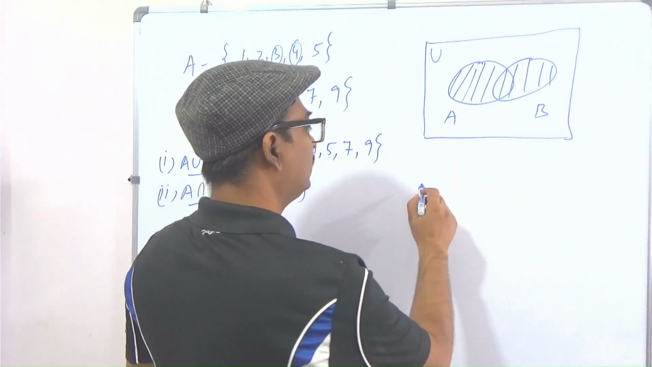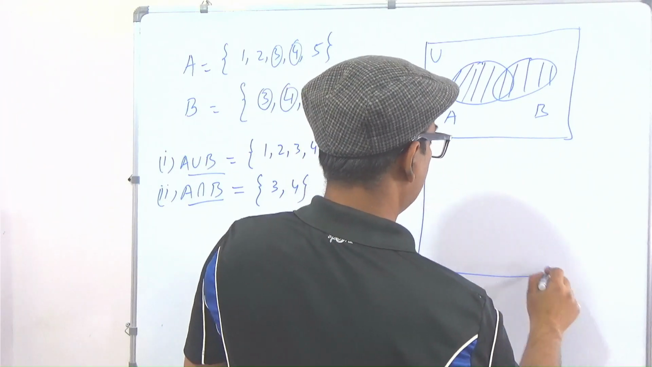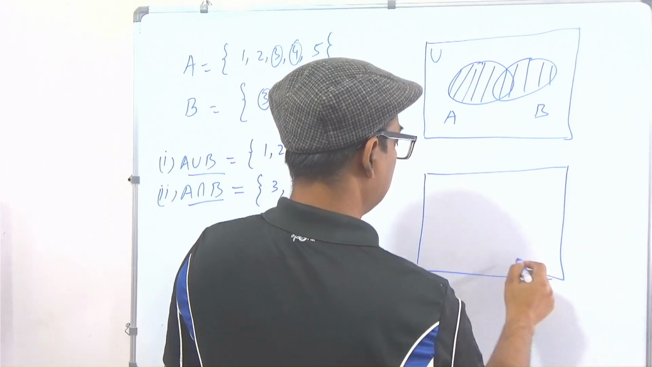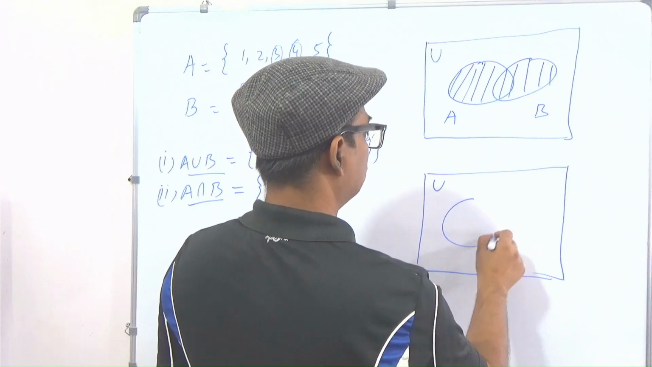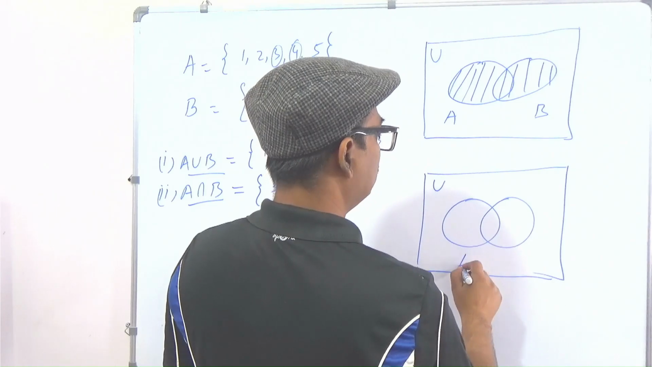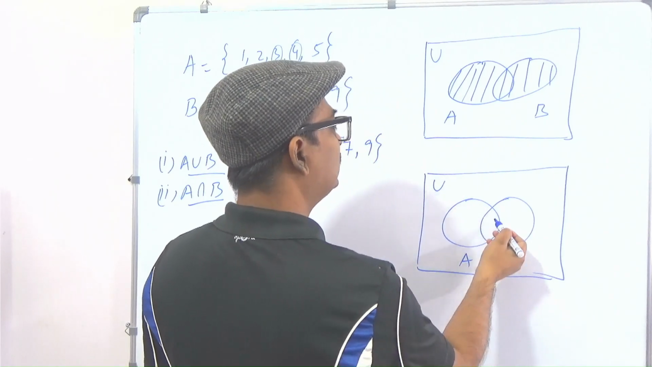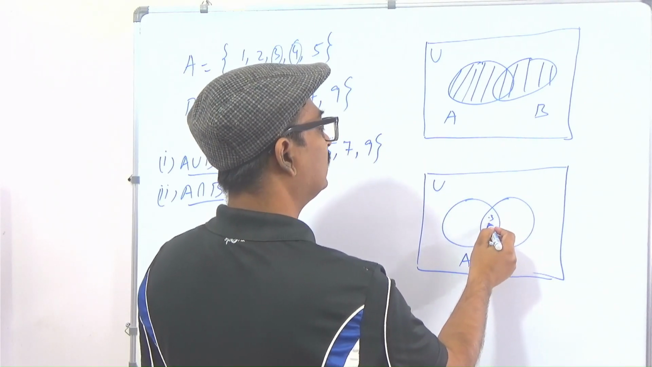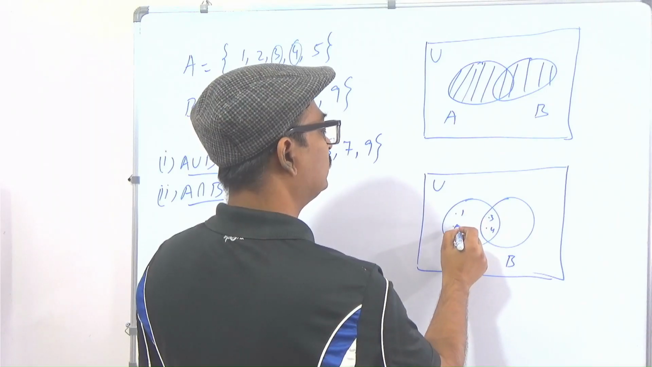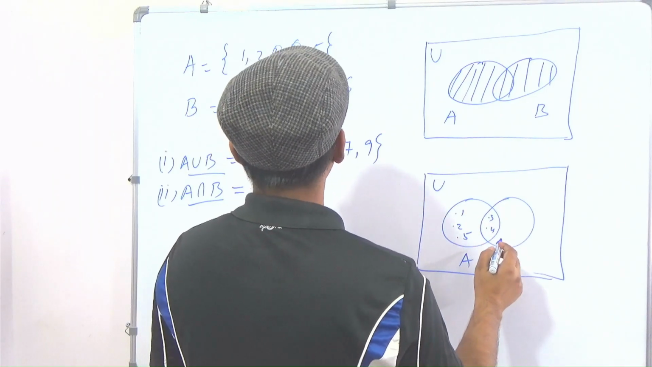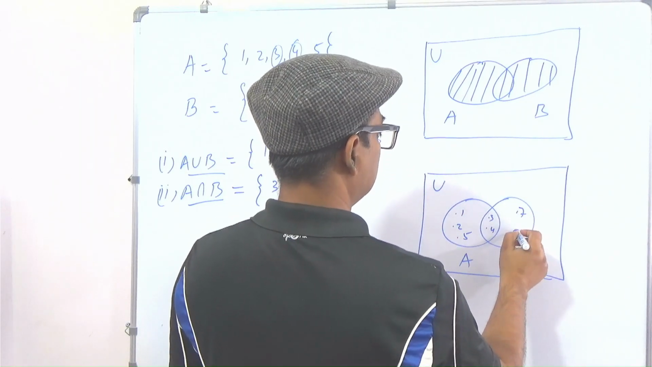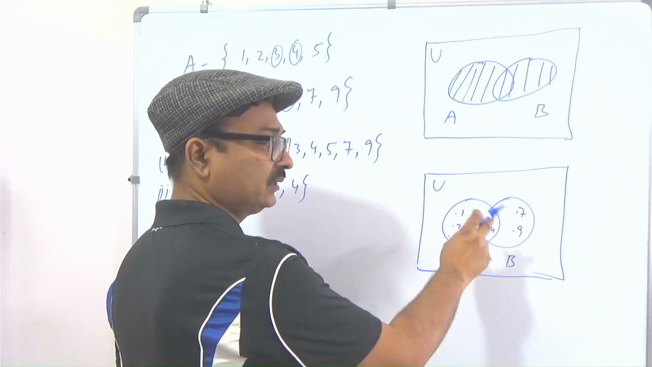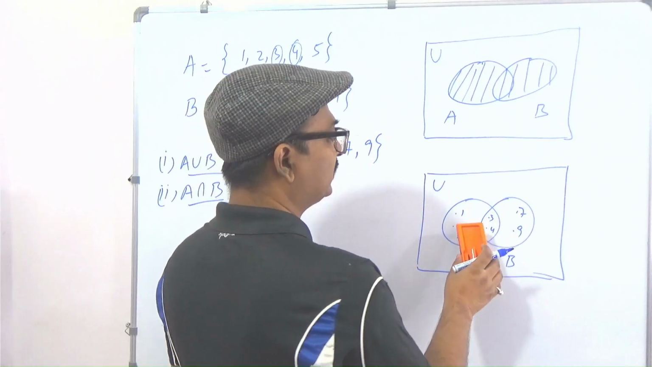And what will be intersection? How will we represent intersection? This is A, this is B. What were the common elements? 3 and 4. 1, 2, 5. This is 7, this is 9. So this is the representation of sets.